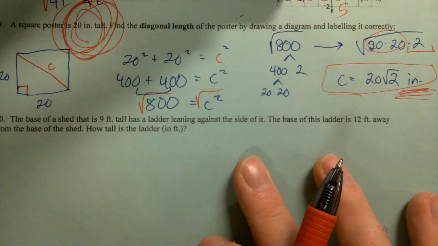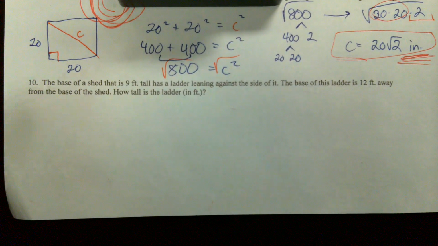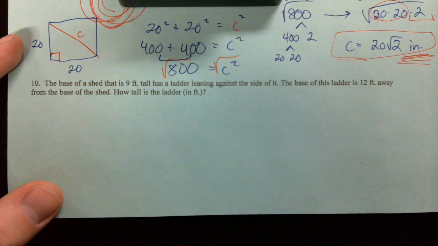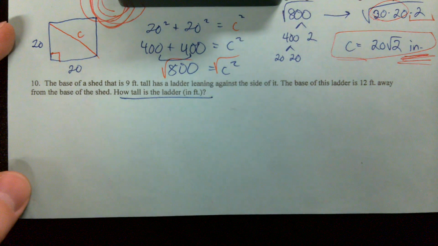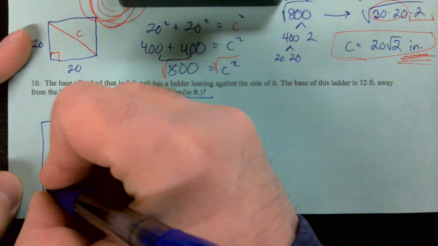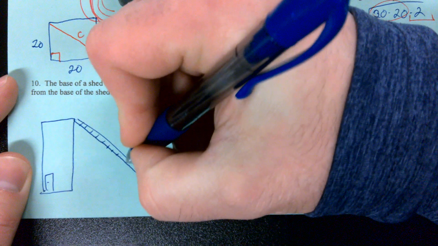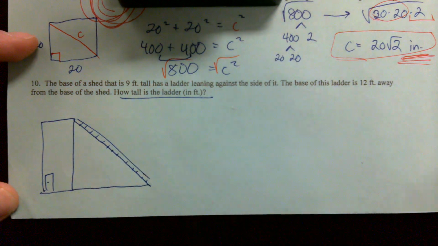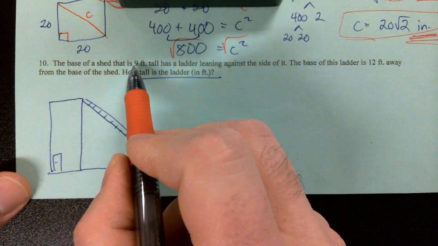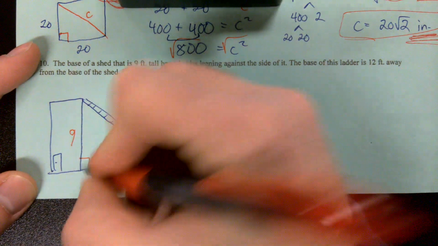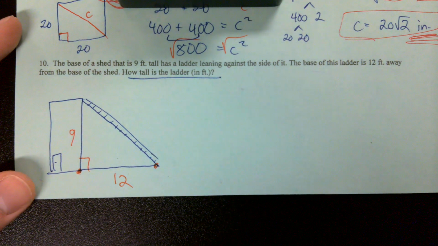Okay, hopefully you've noticed the square pattern by now. Finally, number 10, base of a shed that is 9 feet tall has a ladder leaning against it. The base of this ladder is 12 feet away from the base of the shed. How tall is the ladder? So what we don't know is the length of the ladder. I'm gonna draw my diagram. There's my shed or my building. There's my ladder. There's my base. The shed itself is 9 feet tall. The distance between each base is 12 feet.